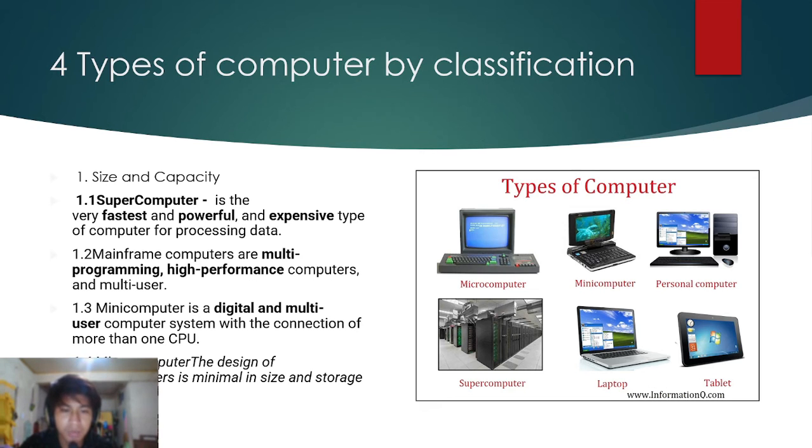1.3. Minicomputer is a digital and multi-user computer system with a connection of more than one CPU. Many people can work on these computers simultaneously instead of a single person. 1.4. Microcomputer. The design of a microcomputer is minimal in size and storage capacity. This computer consists of many parts like input and output devices, software, operating system, networks, and servers. All these need to connect to form a complete personal digital computer.